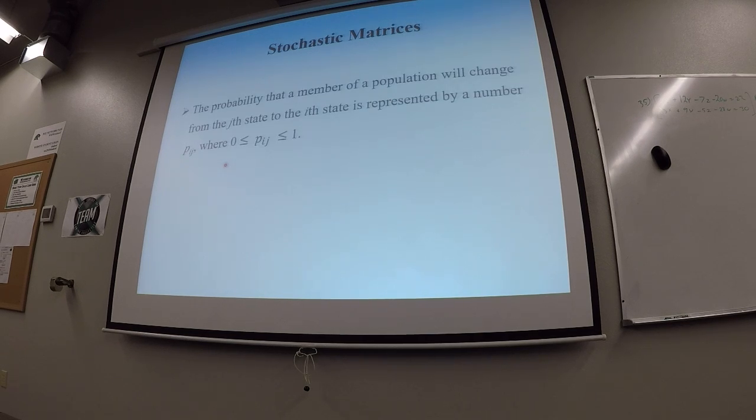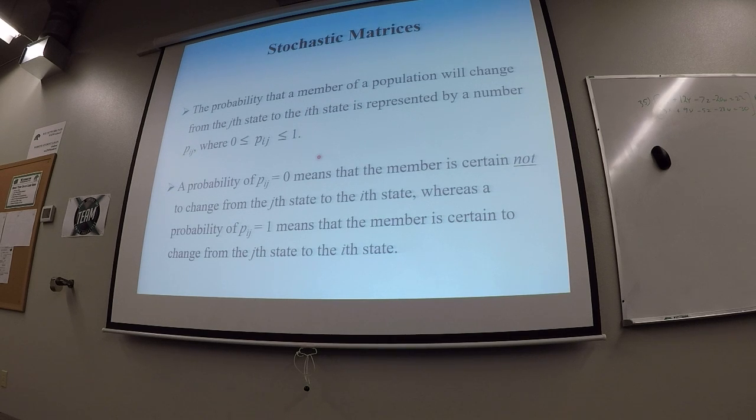The probability that a member of a population will change from the jth state to the ith state is represented by a number, and notice this is greater than or equal to 0 and less than or equal to 1. What does that mean? It's like a decimal, right? It's a percent. What's the biggest percent I can have in reality? 100%, right? Or 1. And the lowest percent I can have is 0. So that's why it's got to be between 0 and 1. And they use p's because it's a probability.